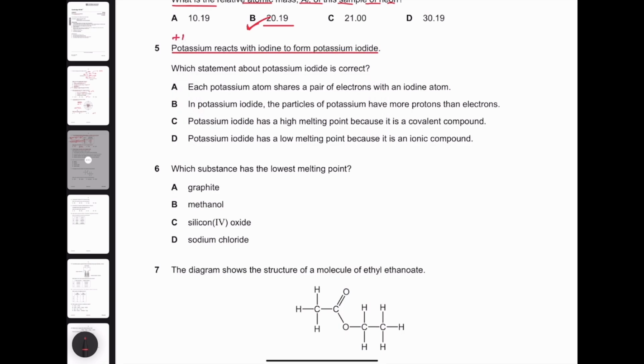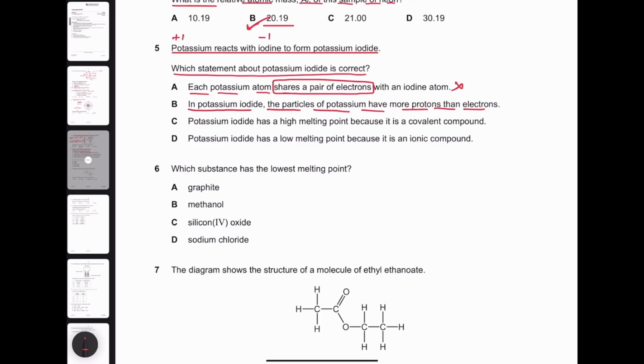Now, potassium reacts with iodine to form potassium iodide, and we know it's an ionic compound. Potassium loses one electron, iodine gains one electron. Which statement about potassium iodide is correct? Each potassium atom shares a pair of electrons. No. In ionic bonding, transfer of electrons is there, not sharing. Wrong. In potassium iodide, the particles of potassium have more protons than electrons.